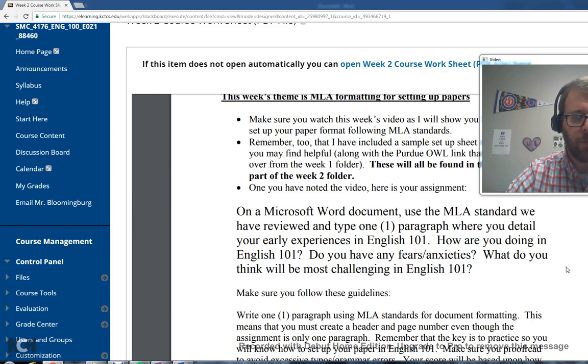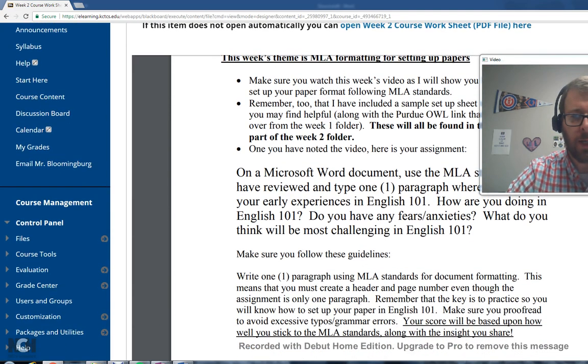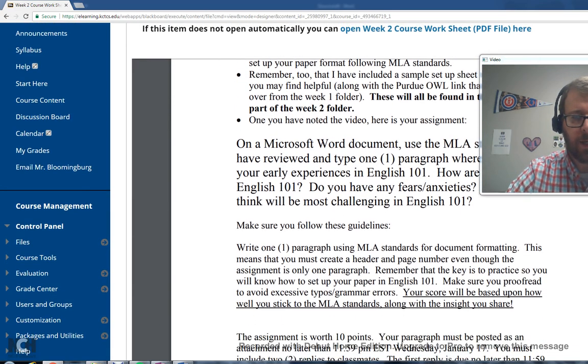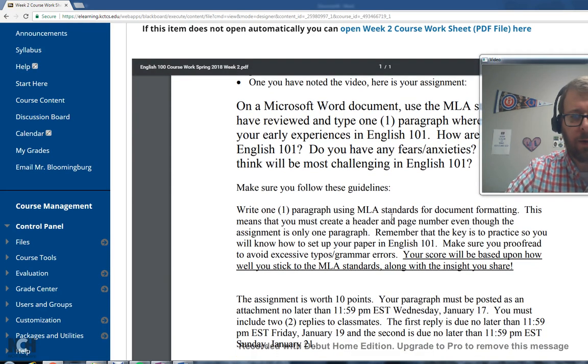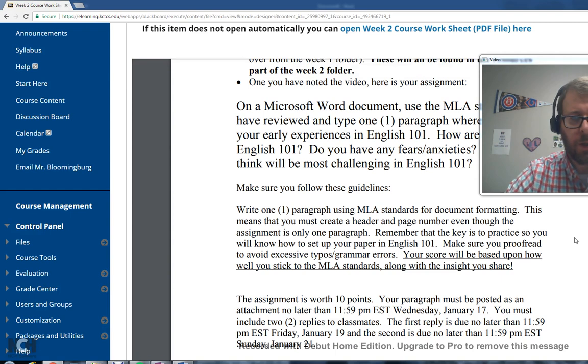Think in terms of 5 to 7 sentences, nothing too daunting there. But write one paragraph using the MLA standards. That's what I'm asking you to do. That means you must create a header and a page number even though the assignment is only one paragraph. Again, the key is to practice so you know how to set up your paper in 101.